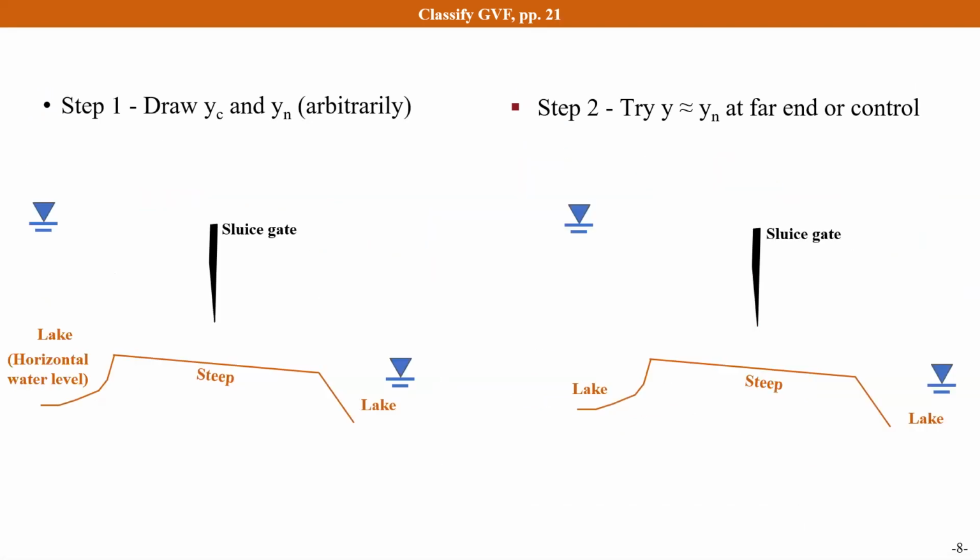In scenario 4, the water moves from the lake on the left-hand side to the lake on the right-hand side. There is a sluice gate in the middle, and the gate is on top of the steep channel. The first step is to draw the critical depth, which is represented by the green line. Because it's a steep slope, the normal depth is lower than the critical depth. Then we can draw the orange line to represent the normal depth.